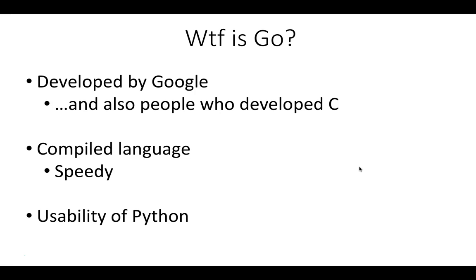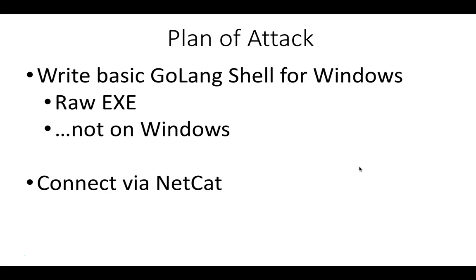So let's talk about GoCat. What is Go? Well, it's a language developed by Google and also some of the same people who helped develop the original C programming language. It's a compiled language, so you can think speedy, fast, but it also has the usability of a language like Python. So you can jump right in and start using it without a whole lot of background, without having to dive deep into the language.